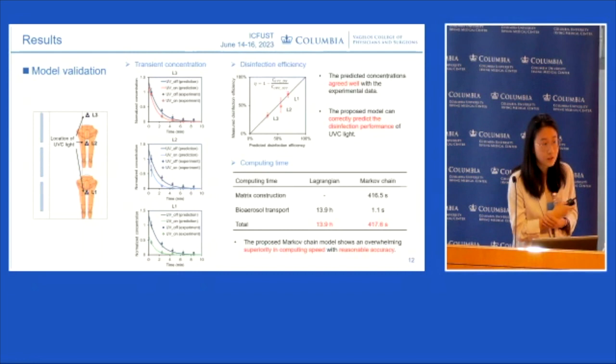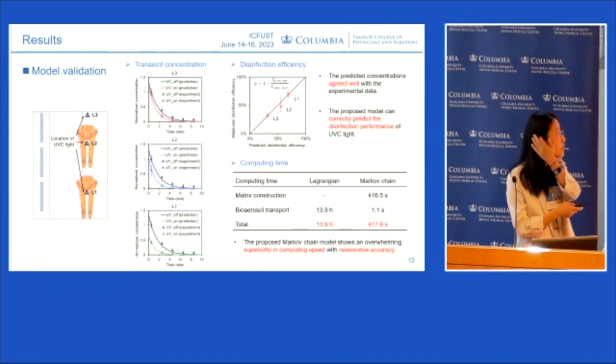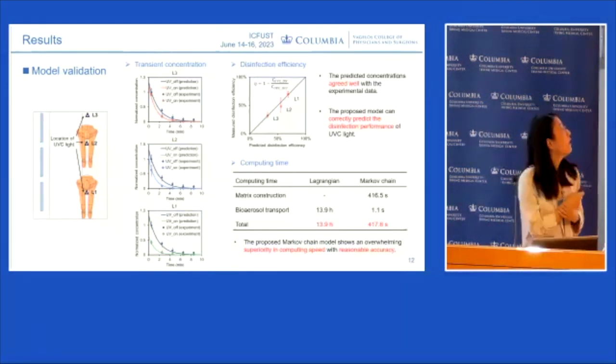This table shows the computing time. If we use a traditional model, like the Lagrangian model, we need 14 hours to calculate the particle transport process. But with our proposed Markov chain model, it just takes about 400 seconds to compute this process. So it's very fast. In conclusion, this proposed Markov chain model shows an overwhelming superiority in computing speed with reasonable accuracy. This model can be used for faster design of UVC lamp installation locations to optimize the performance.